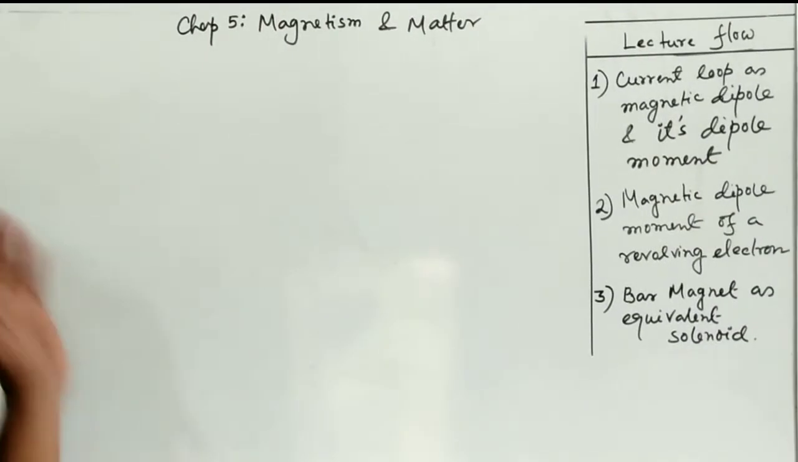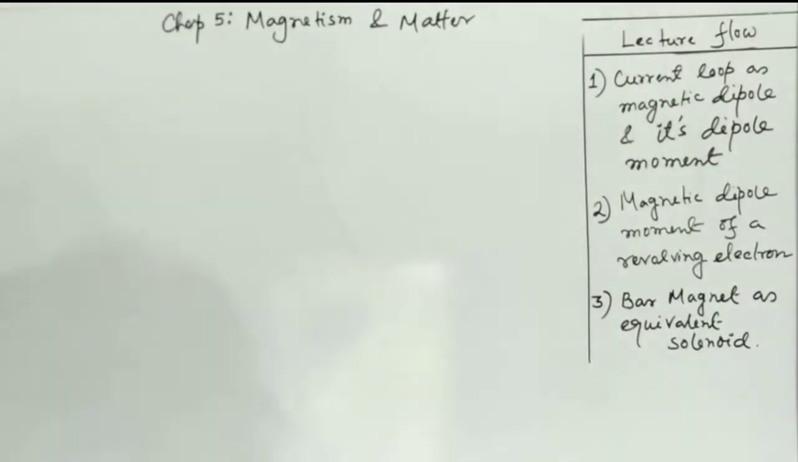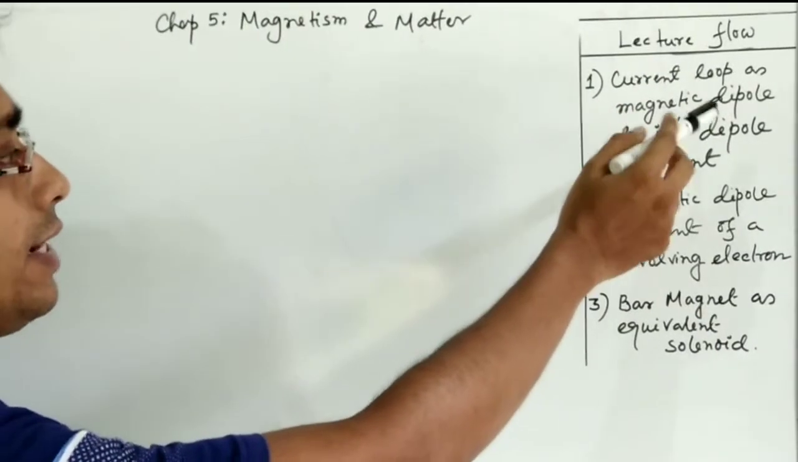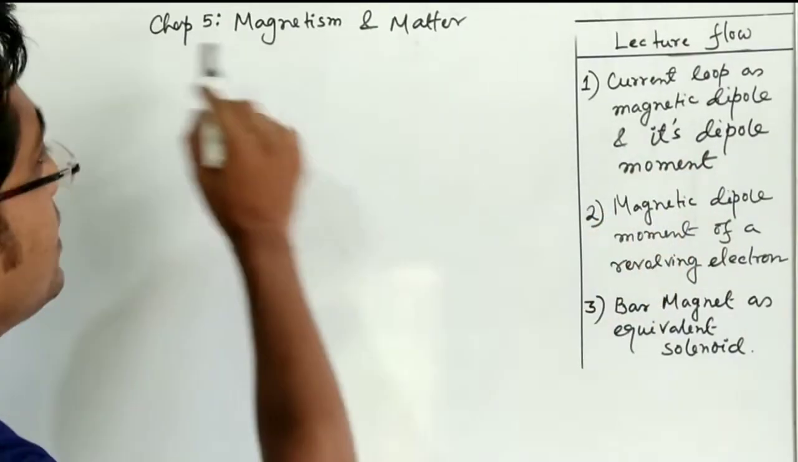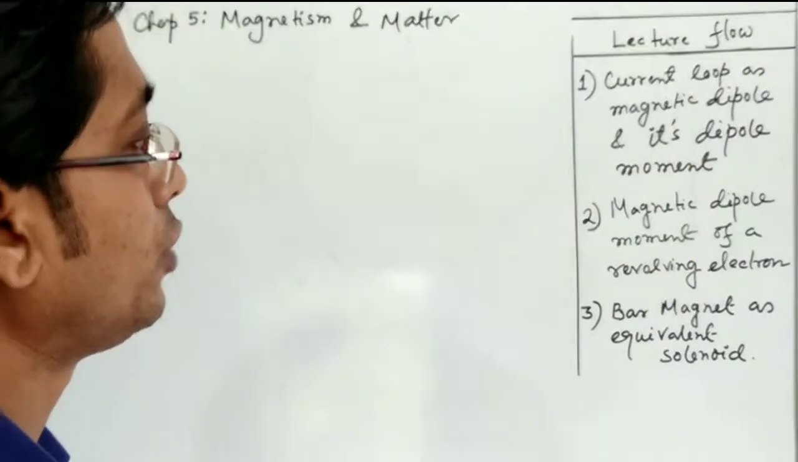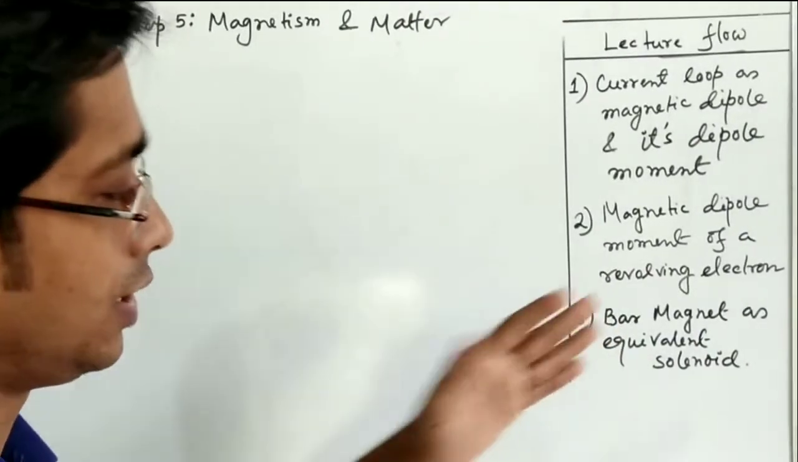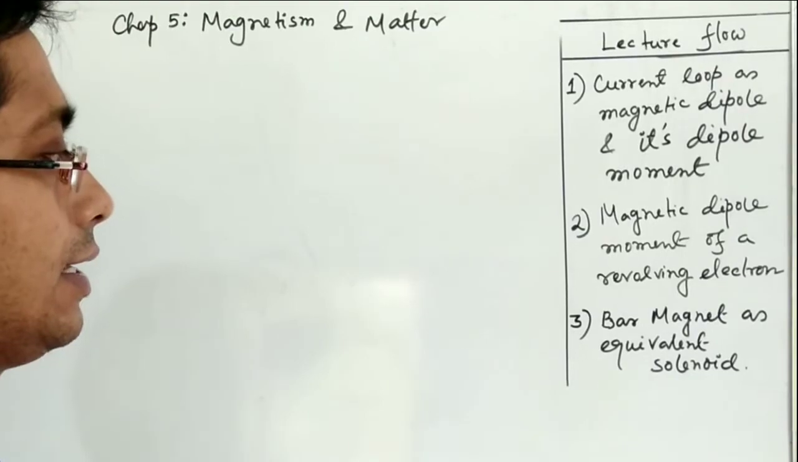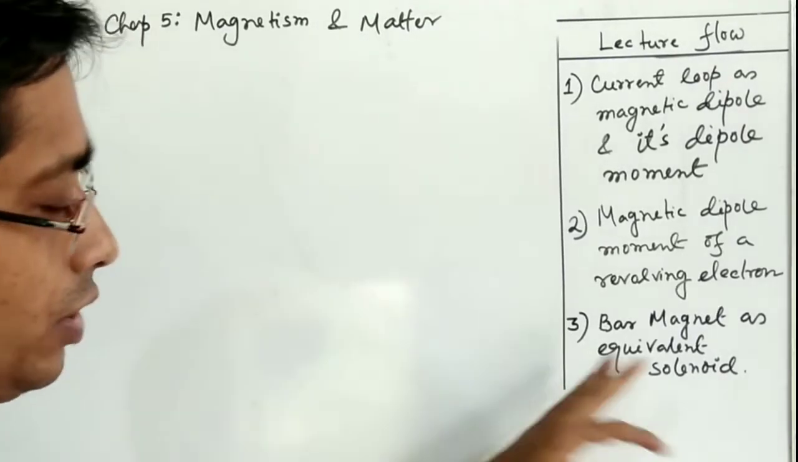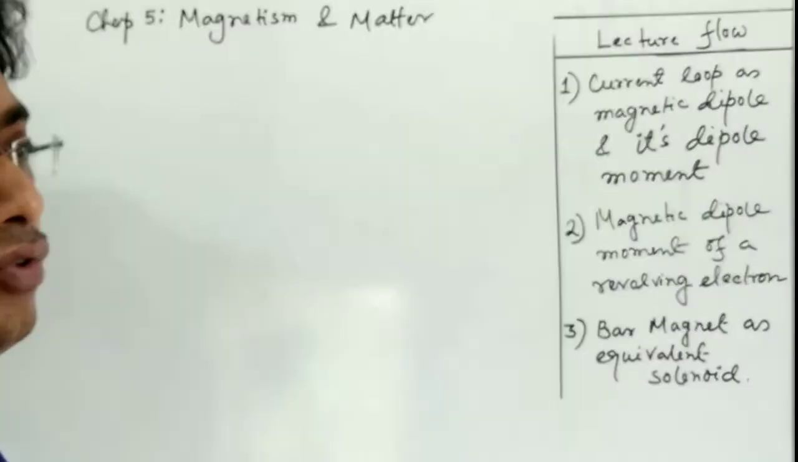Dear student, today we'll focus on these subtopics that I have written on the right hand side of the whiteboard, that is current loop as magnetic dipole and its dipole moment. It is under the chapter Magnetism and Matter, that is chapter 5. Now second, that is the magnetic dipole moment of a revolving electron. Very important topic today. And now third, it is also very important, that is the bar magnet as equivalent solenoid. We will discuss these things qualitatively as well as quantitatively.